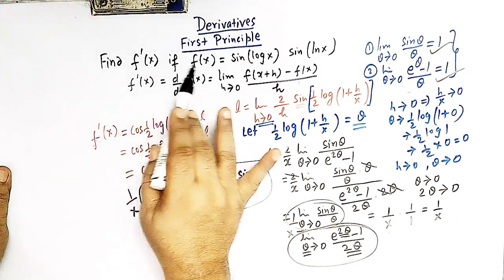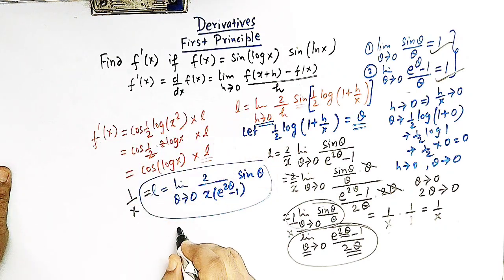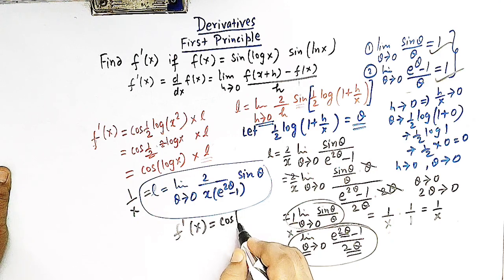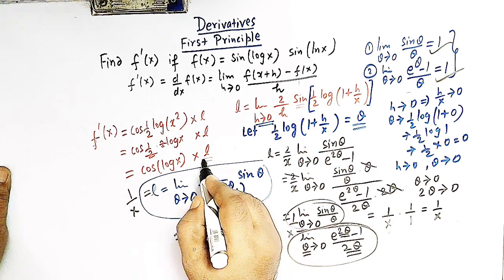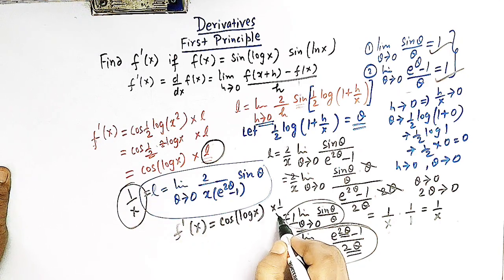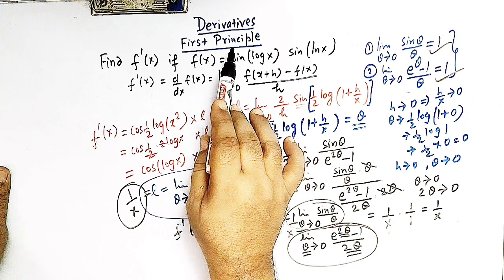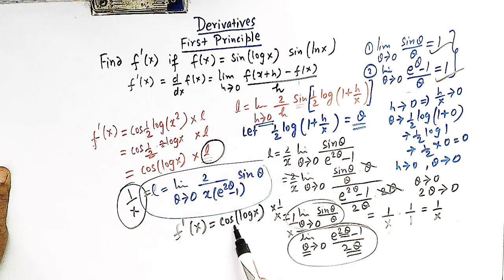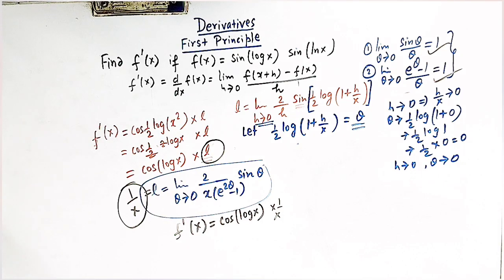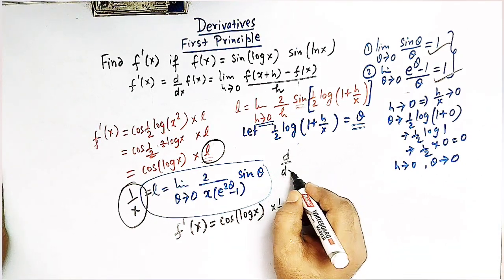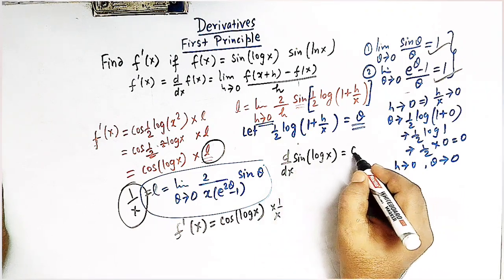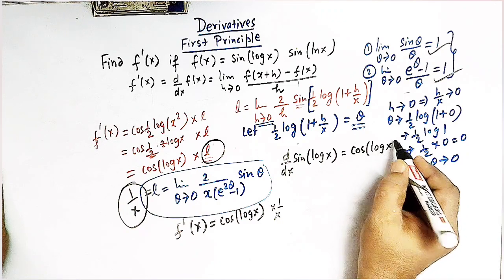So now the derivative of f of x is given by f prime of x, and here we have cos of log of x times L, and L is equal to 1 over x, right? So the derivative of sine log of x is given by cosine log x divided by x. So now we can write d by dx of sine log x is equal to cos of log x divided by x.